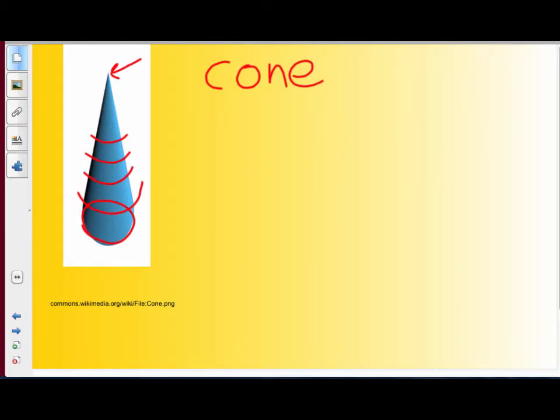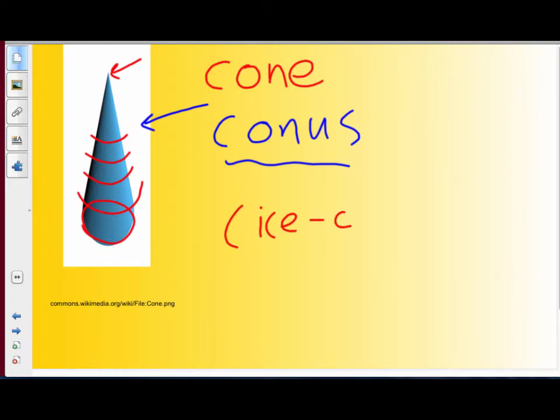It actually comes from the Latin word conus, which means the peak of a helmet. So imagine someone's wearing a funny helmet, and this was on top of the helmet. I'm sure you've seen helmets with cones on them. So that shape, a bit like an ice cream cone, isn't it? Okay, that's what we call a cone.